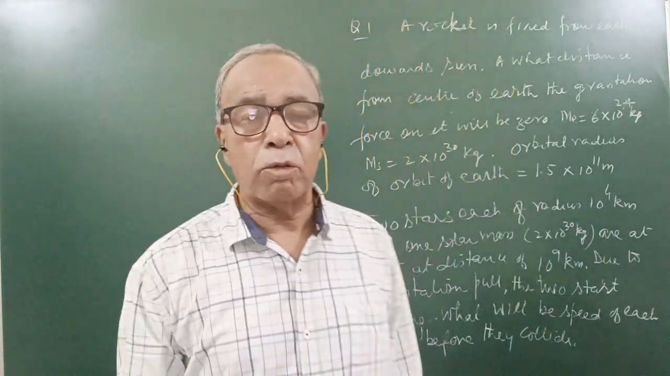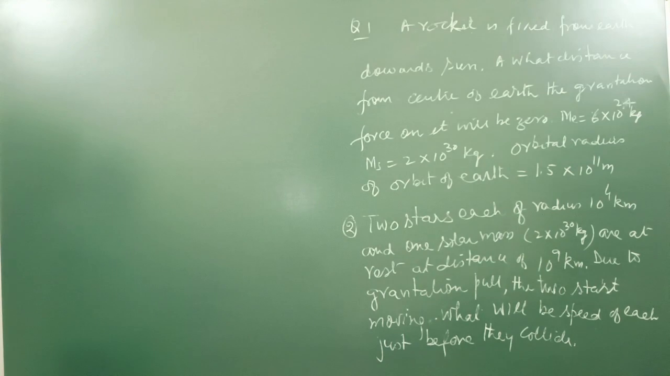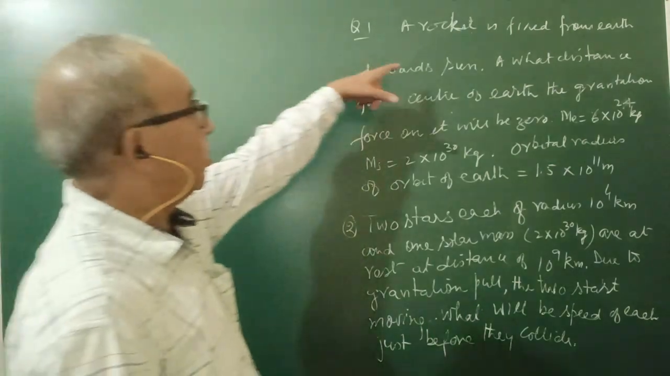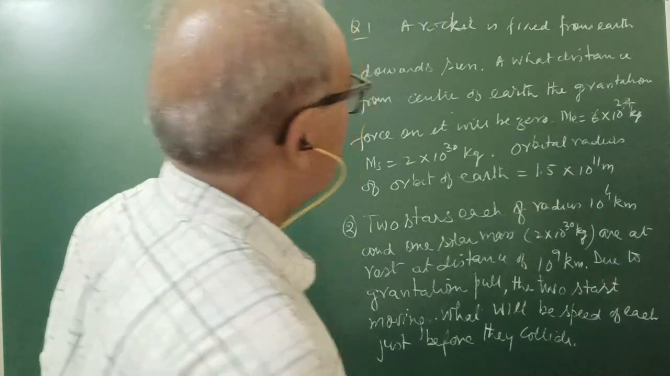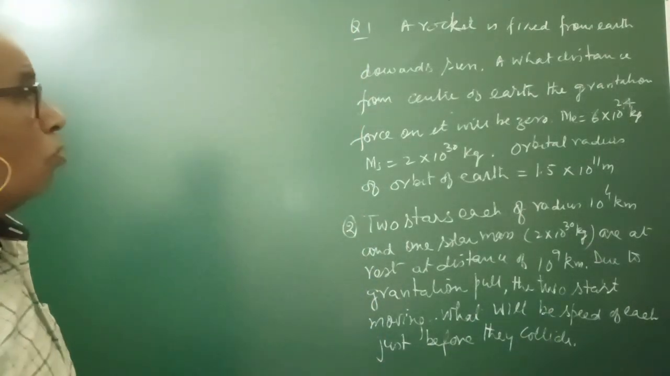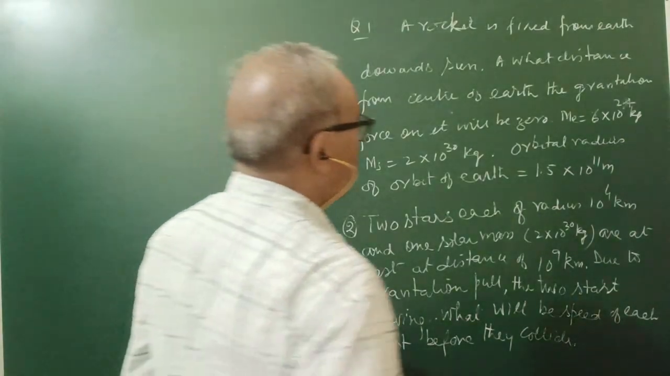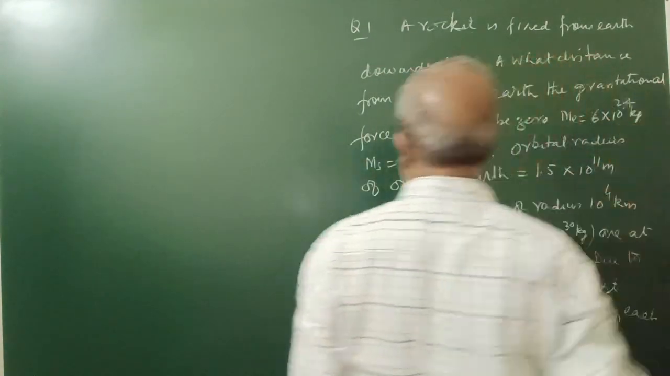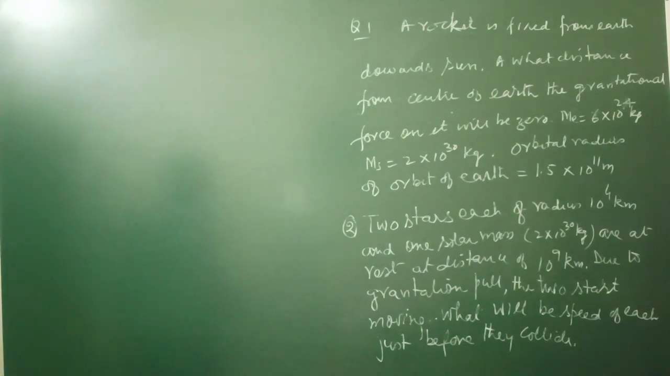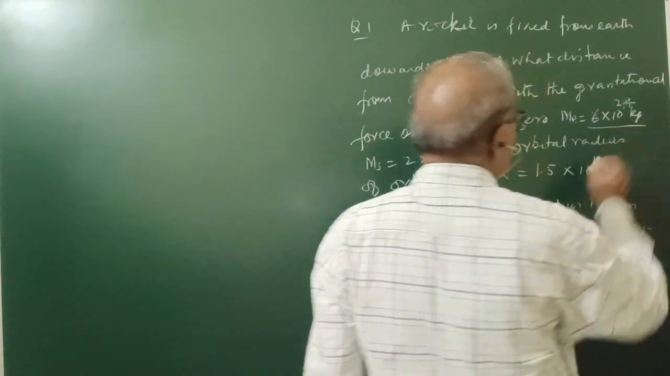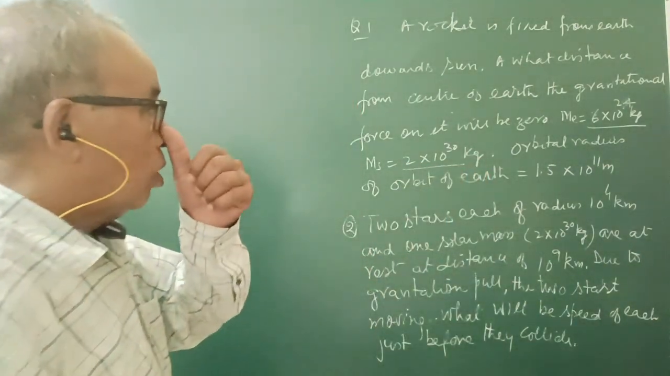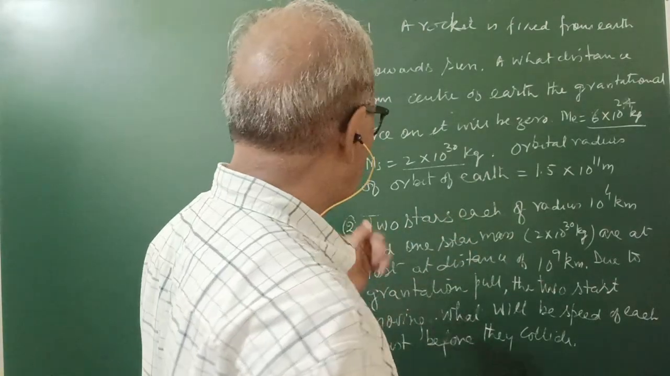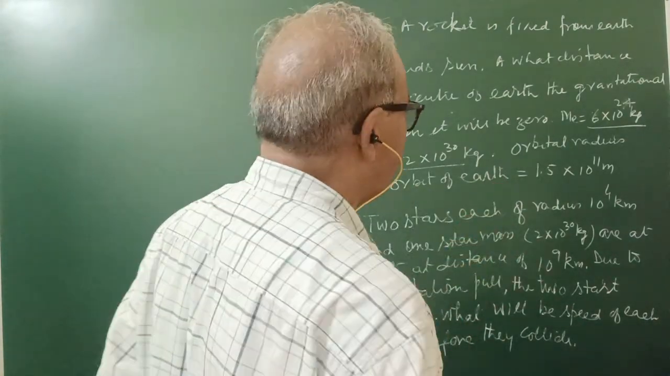Yes, dear friend, now there are two questions on the board. One question is: a rocket is fired from the earth towards the sun. At what distance from the center of earth will the gravitational force on it be zero? Mass of earth 6 into 10 to the power 24 kg, mass of sun 2 into 10 to the power 30 kg. Orbital radius of earth's orbit is 1.5 into 10 to the power 11 meter.